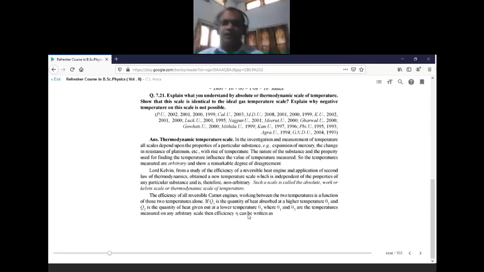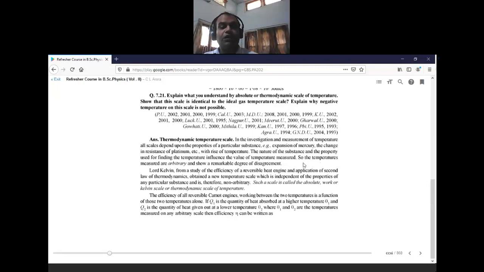And this thermodynamic or absolute scale of temperature is also an application of second law of thermodynamics. In your syllabus, you will find that the applications of second law of thermodynamics are also given. So thermodynamic temperature scale, this is what we are going to learn. I am writing the note. I have written half. The rest I can write and I will upload as soon as possible.